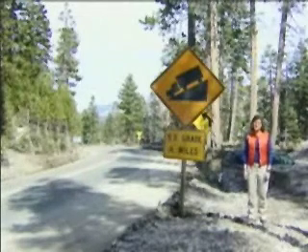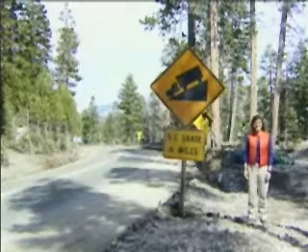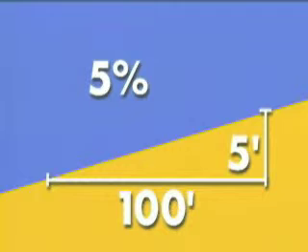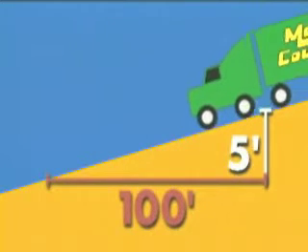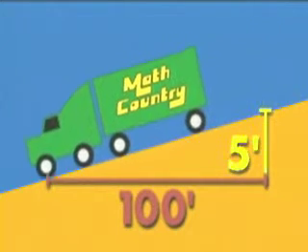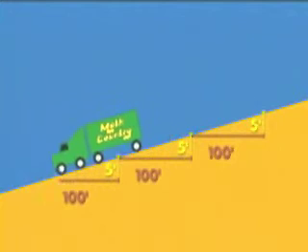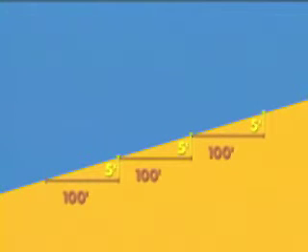But what does this sign really mean? What's a 5% grade anyway? If a hill has a grade of 5%, it means that for every 100 feet you travel horizontally, you gain or lose 5 feet vertically, depending on which way you're driving. So, driving down this hill, for every 100 feet of horizontal change, there's a vertical change of 5 feet. This pattern repeats itself as long as the road maintains the same grade.